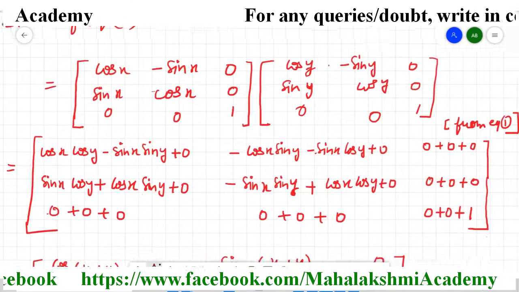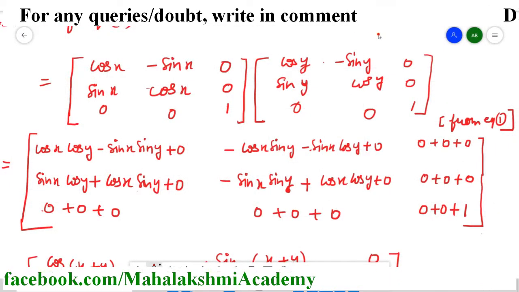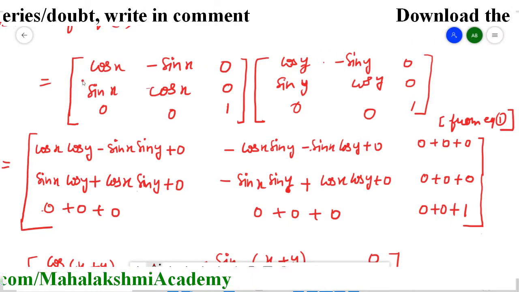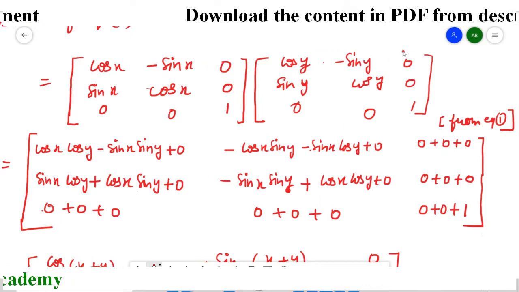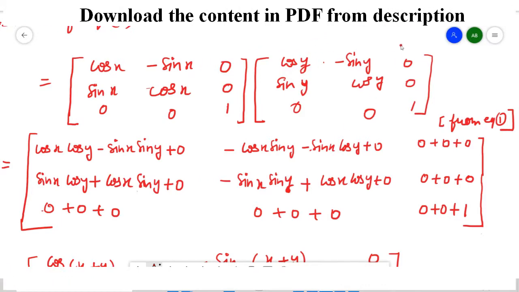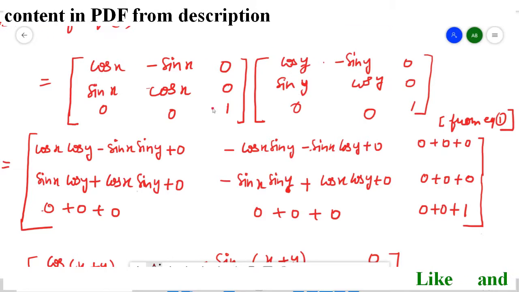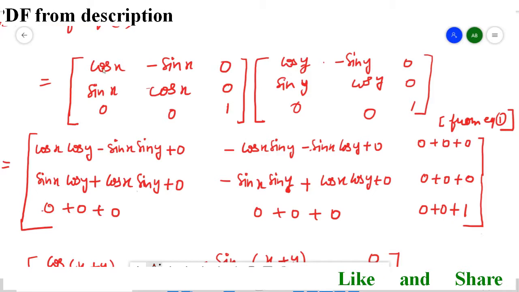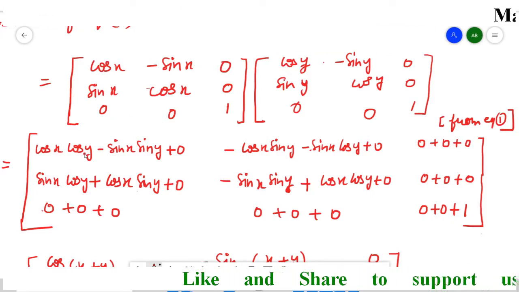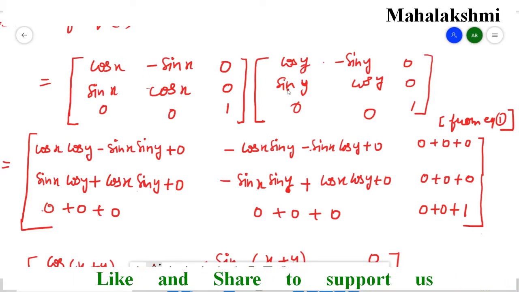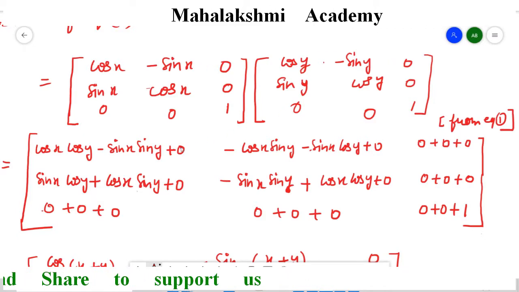Now multiplication of matrices, I think you are now familiar with this. Many questions we have solved. What we have to do is, from the first matrix we use only the rows, and from the second matrix we use only the columns. So the first row multiplied by the first column will enter here. Corresponding elements we have to multiply. So cos x multiplied by cos y, that is cos x cos y, then minus sin x multiplied by sin y, and then 0 multiplied by 0. Like this I entered.